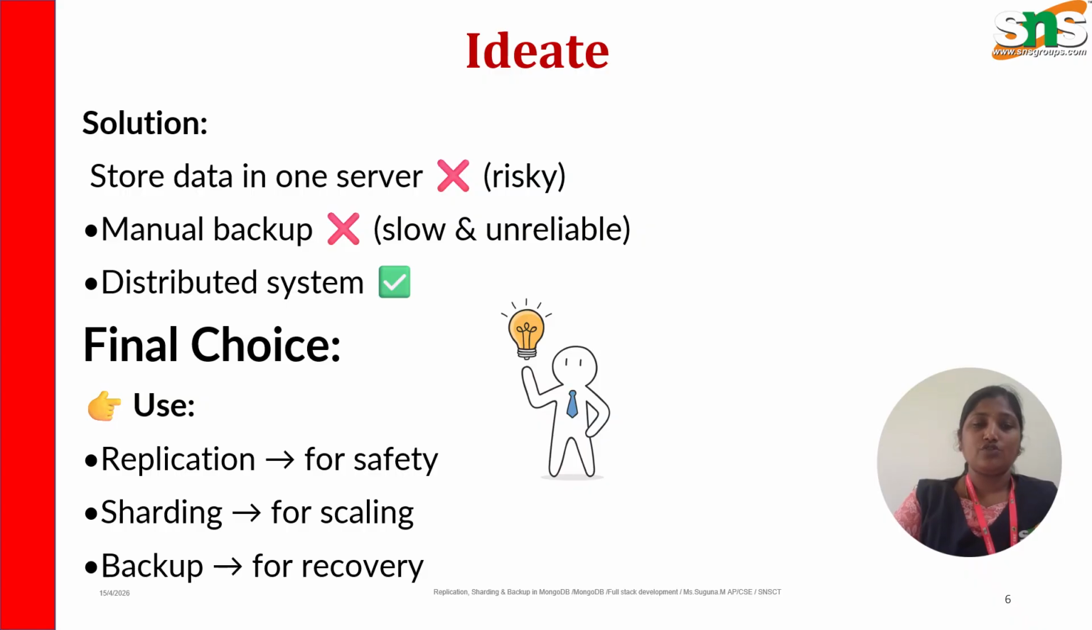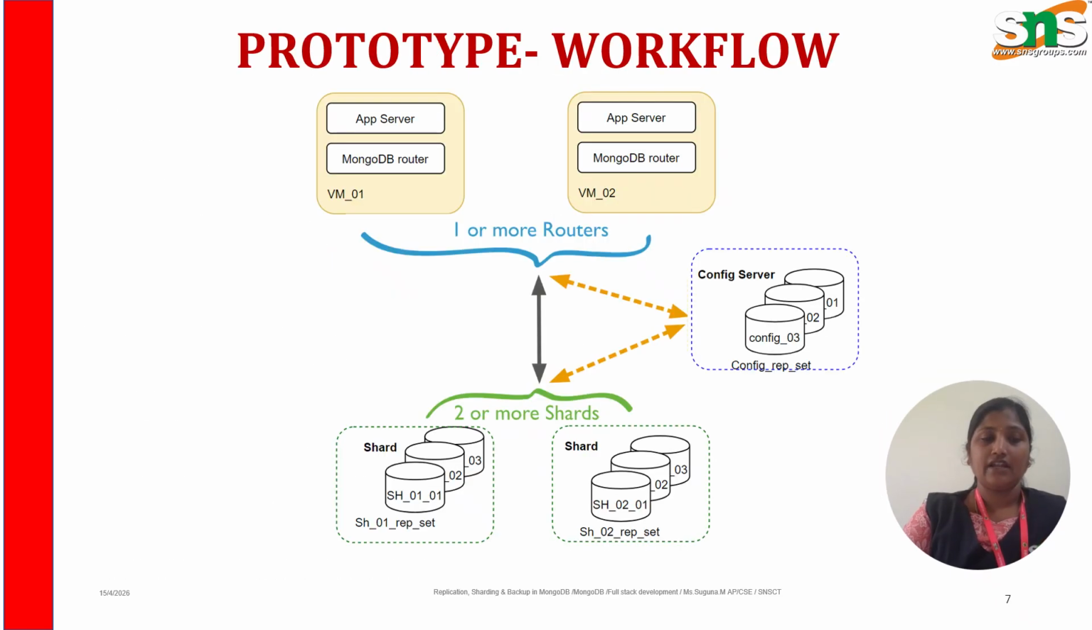So the best approach is to use a distributed system, which is a powerful technique for managing replication, sharding and backup. So what does replication mean? To keep copies of the data for safety. Sharding means splitting the data for better performance. Backup helps to recover the data which gets lost.